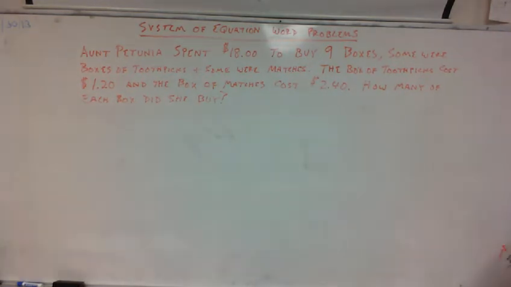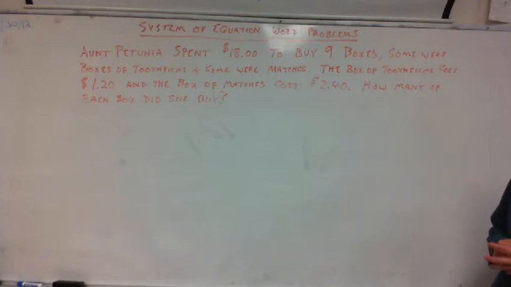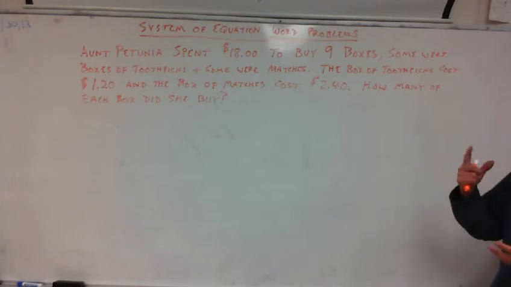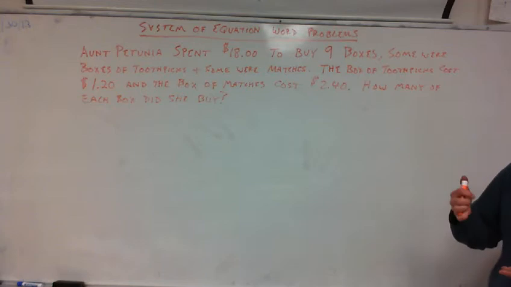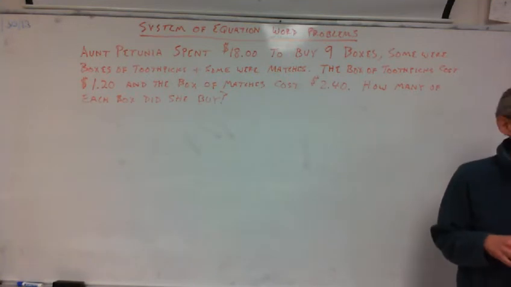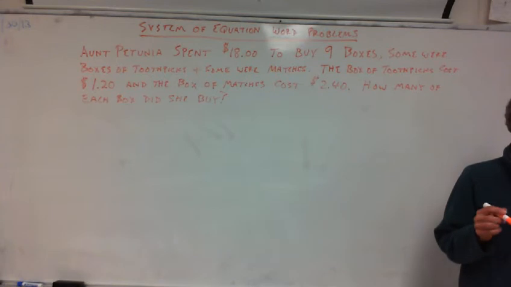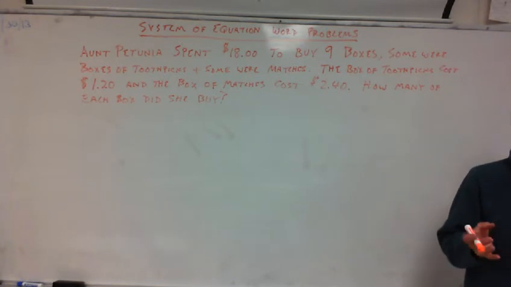Okay, so it says Aunt Petunia spent $18 to buy 9 boxes. Some were boxes of toothpicks, some were boxes of matches. A box of toothpicks cost $1.20, and a box of matches cost $2.40. How many of each box did she buy? So what we're looking for is two different types of equations.